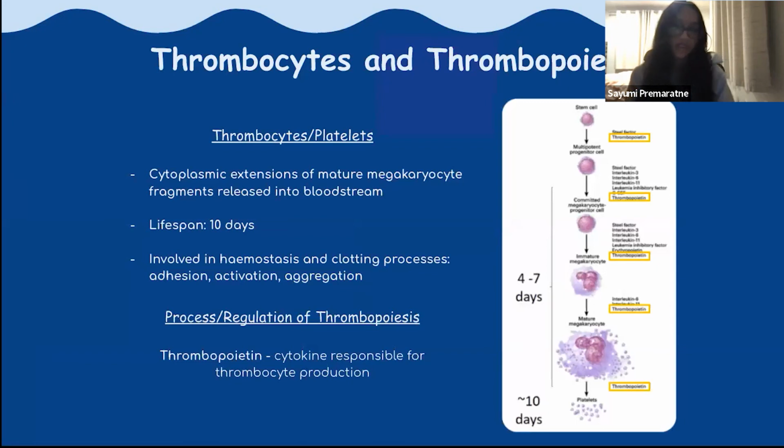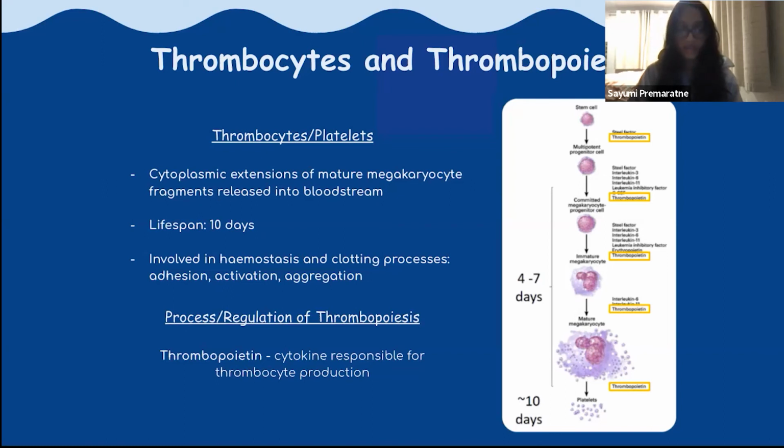Thrombocytes and thrombopoiesis. Thrombocytes are also known as platelets, and they are pretty much extensions of cytoplasm of these cells that are called mature megakaryocytes. Mature megakaryocytes are just large bone marrow cells. So you have the extensions of cytoplasm that break off and get released into the blood, and those are what are called platelets. Their key functions are in clotting.